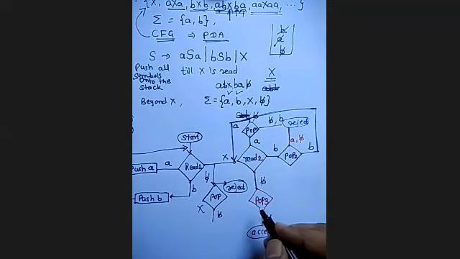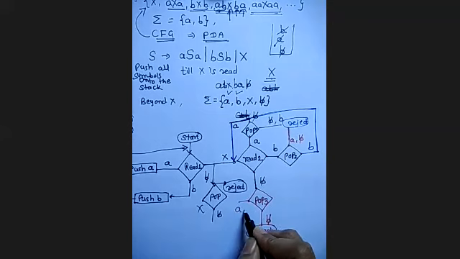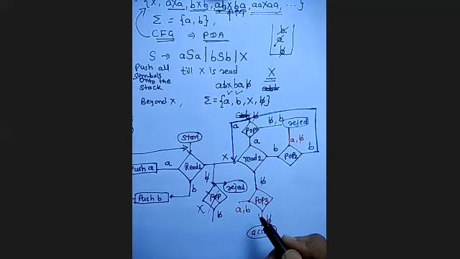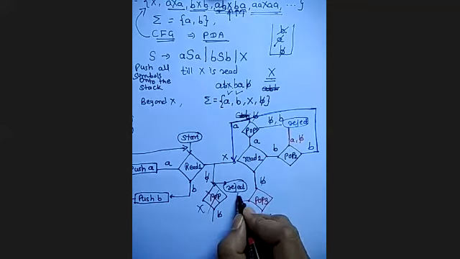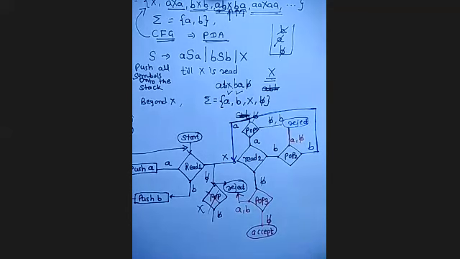Now in the pop 3, if you get A or B, what is to be done? Where will you connect it? Whether to accept or reject? Yeah, so we'll connect it to the reject. Okay. So is the design of this PDA clear?